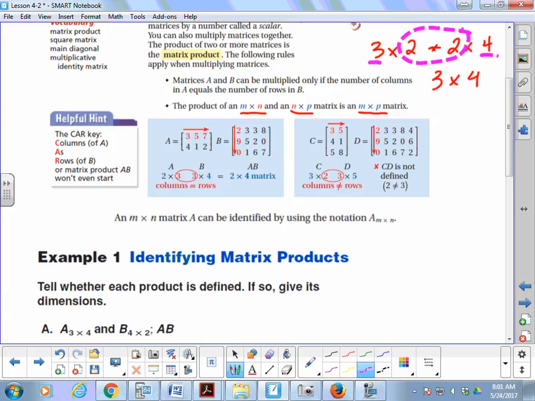So here we have a 2 by 3 and a 3 by 4. If I multiply them together, which I just did. Or if we have a 3 by 2 and a 3 by 5, those we can't multiply because these numbers have to be the same. So when you write out the dimensions, the middle ones have to be the same for me to be able to multiply them.